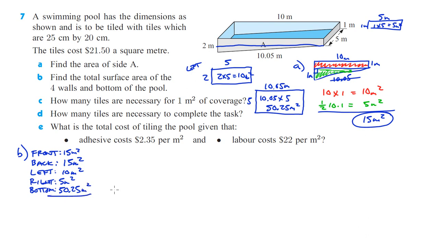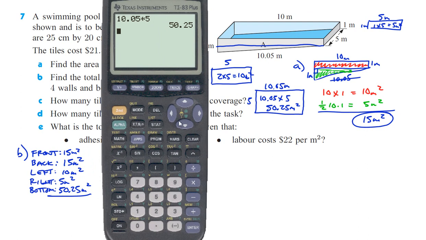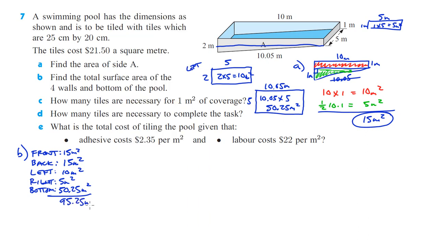Okay, so to figure out the total surface area of the 4 walls and the bottom of the pool, we just need to add those all up, right? So we've already got the 50.25 on there, plus 15 plus 15 plus 10 plus 5. That's all 5 of the areas there. We get 95.25 square meters. Okay, so that's the total surface area of all of the pool that needs to be tiled.